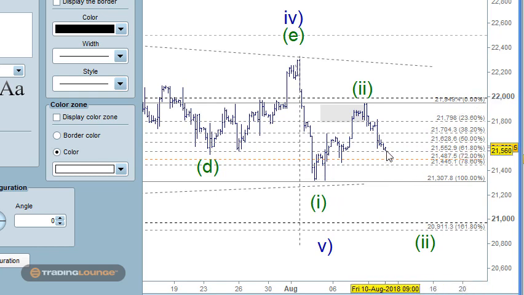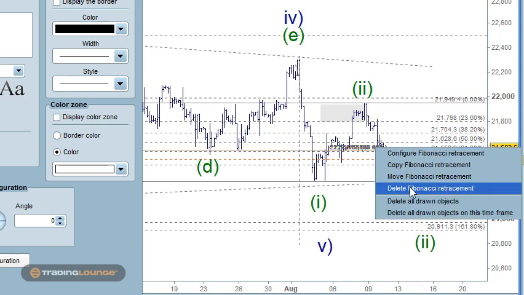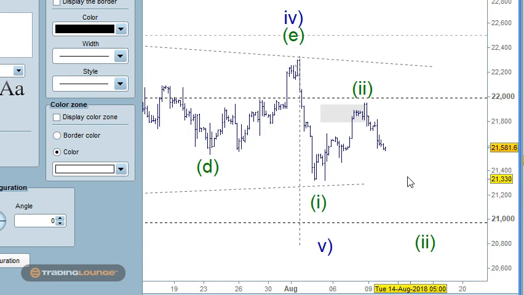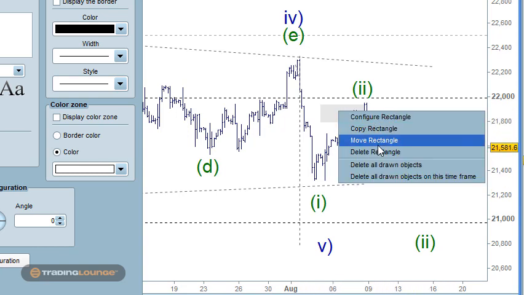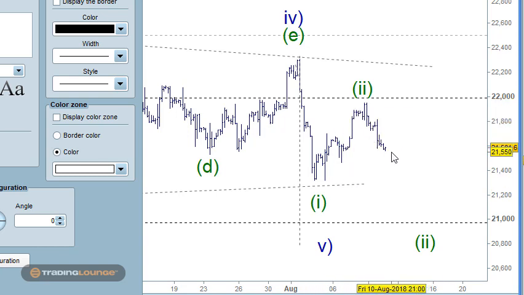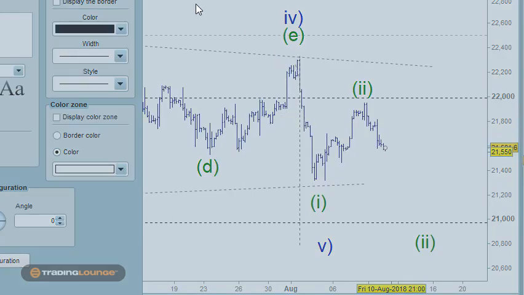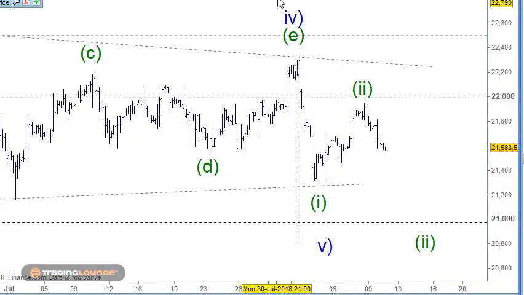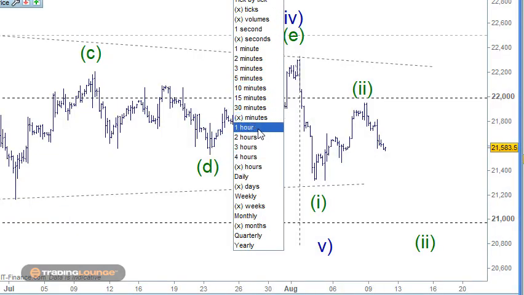So if we're going to get a bounce anywhere, this is where it's going to come from. Okay, so as long as we know that, just remove that. It cleans that up a little bit, so I'll just save that. We'll go to the 1 hour chart.